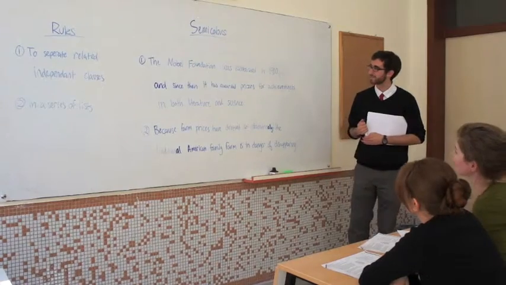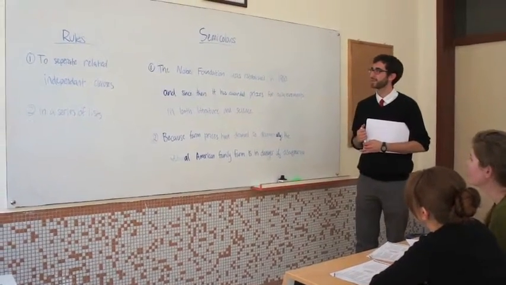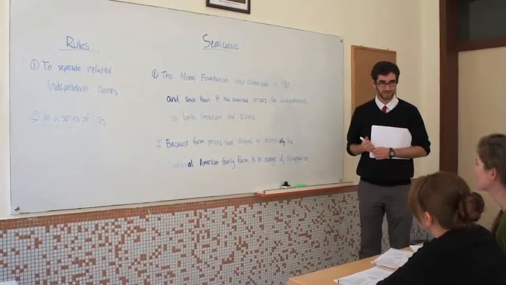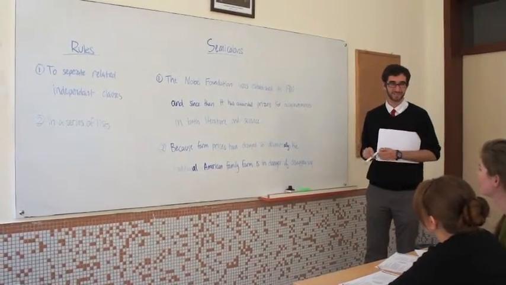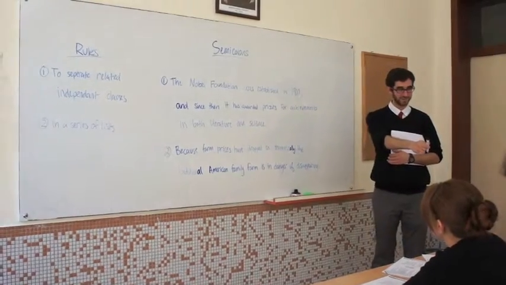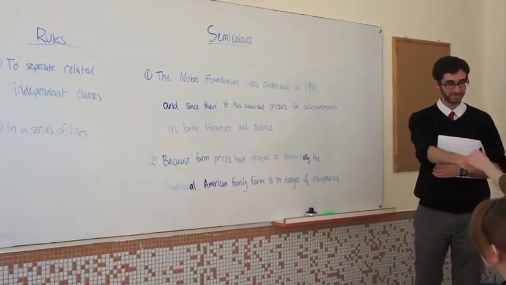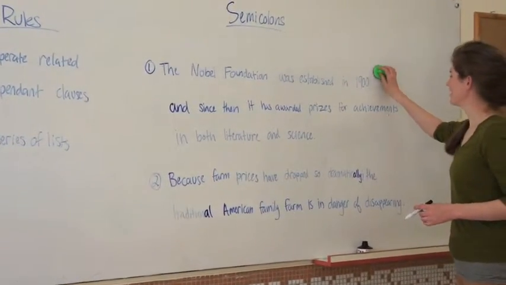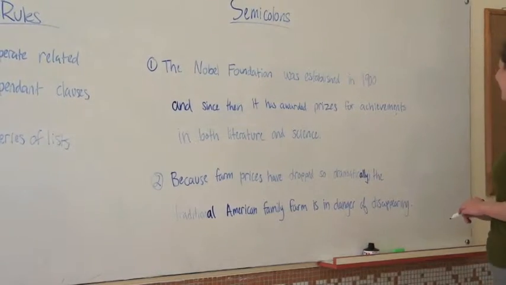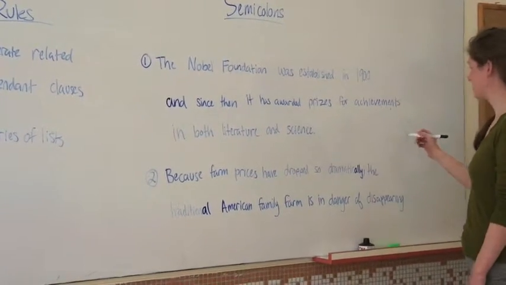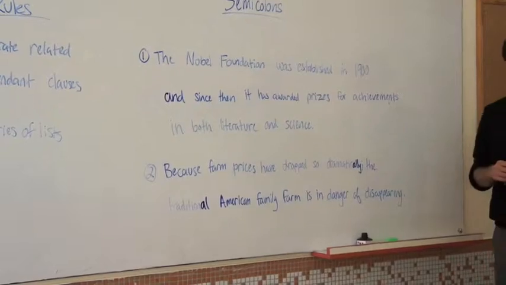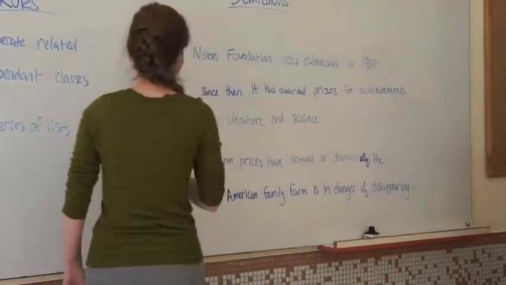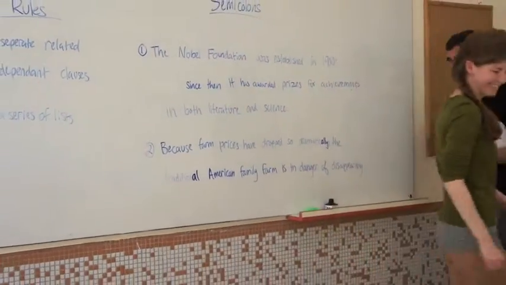The Nobel Foundation was established in 1900; and since then it has awarded prizes for achievements in both literature and science. Okay, what's wrong with it? It has "and." Great. Come up and fix it for me. Yeah, there are two possible solutions. Okay, and we'll need a comma here. Great, because now it's a compound sentence. Okay, and the other solution we can do? Perfect. Great job. Thank you.